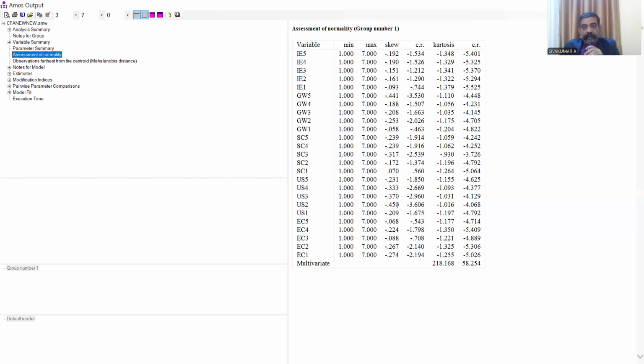Then the CFA model is good. Why? Based on the chi-square divided by degree of freedom, our CFA model is good. The 5 factor constructs are valid. There are so many tables you have to interpret. Yes, we may continue the interpretation of CFA tomorrow.